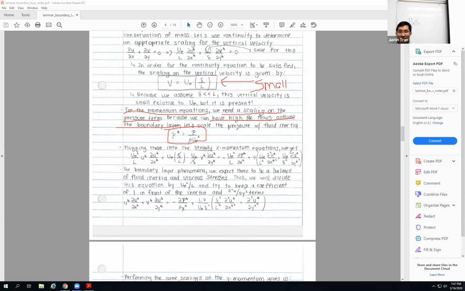I think that was a good time. Are there any questions on just how we've scaled the Navier-Stokes so far? So conservation of mass, before we jump into conservation of momentum.